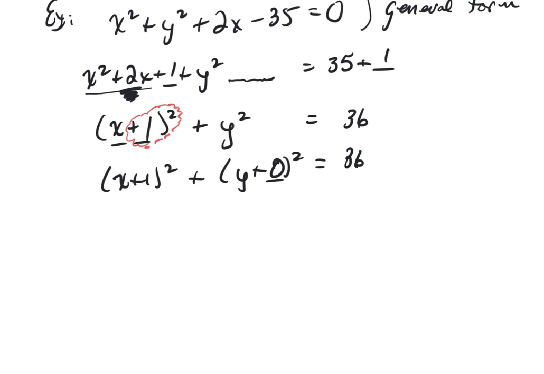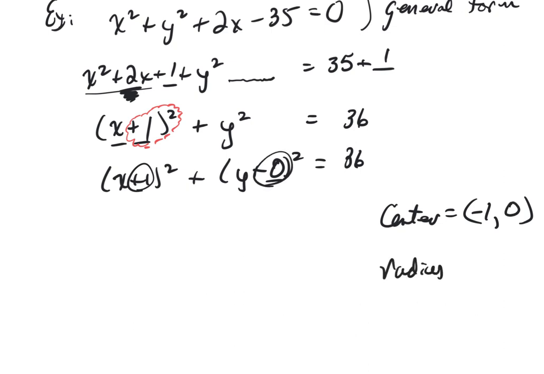And so therefore, you can then, oops, sorry, hit the wrong button. You can then see that the center of our circle is going to be opposite of positive 1, and then 0. And the radius, like always, will be the square root of the number on the right-hand side. So this time it's 36. So the square root of 36 is 6.